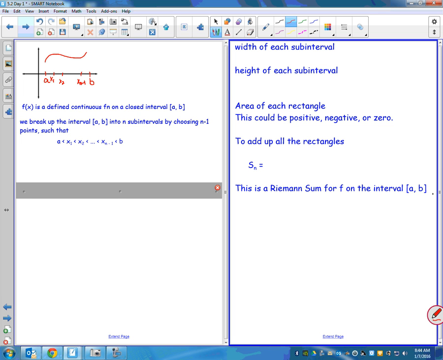Okay, sorry. I want to make sure I use the right notation so that it all fits together here. Do you agree that the width is going to change depending on how many values I have in here? Right? The more subintervals I have, the smaller the width is. Yes? So just arbitrarily, I'm going to call it the change in x sub k.